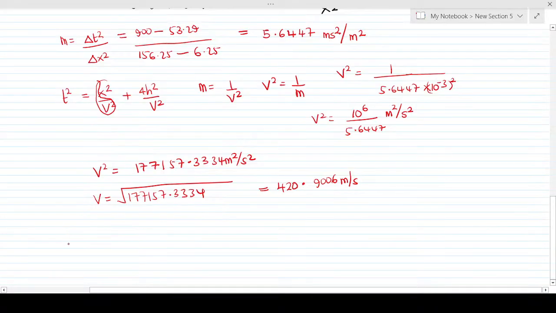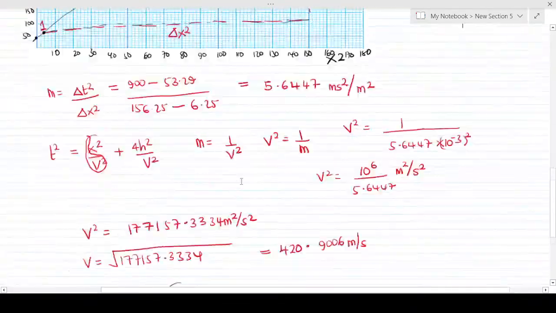Now after getting the velocity, the next question asks us to find the height. Now the height can be gotten from the intercept. So if you look at this equation, we can liken the equation for reference. You know that this equation t squared is equal to x squared over v squared plus 4a squared over v squared, and we compare this equation to y is equal to mx plus c. So our intercept is equal to this whole thing, right? So we go to the graph and read our intercept.